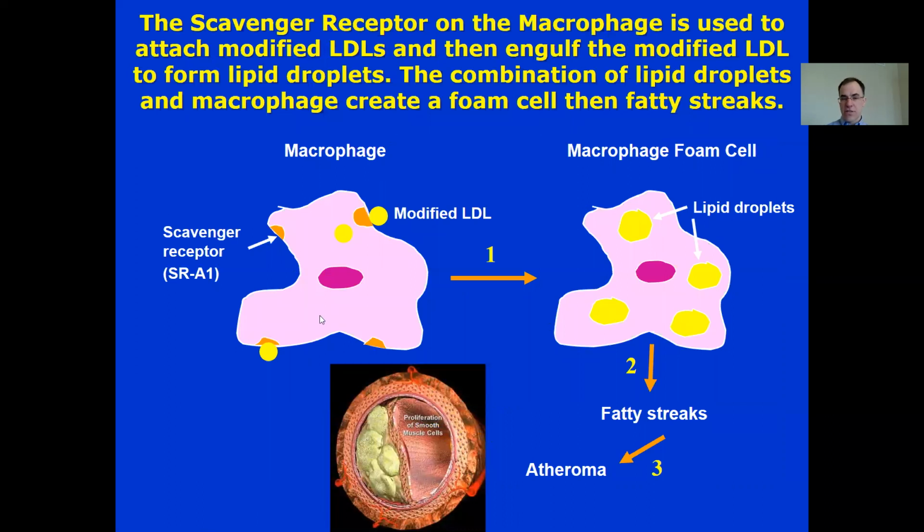You have a macrophage here, and here's the scavenger receptor. The modified LDL is going to be attracted to the scavenger receptor on the macrophage and taken up into it. Over time, those modified LDLs will form larger and larger lipid droplets, and eventually that macrophage will turn into a foam cell. As it accumulates more and more modified LDL, it'll become a fatty streak. Think of a fatty streak as if you were to spread some butter over a piece of bread. That's kind of what's happening in the coronary artery intima. Then, over time, if left untreated, it becomes an atheroma, which is just the buildup of plaque.